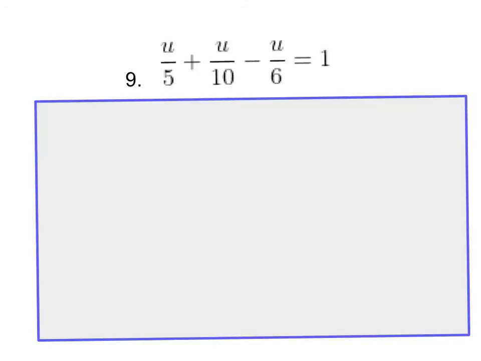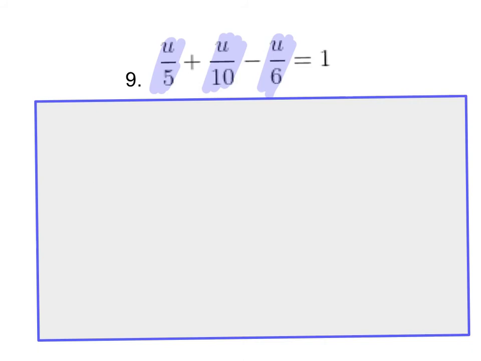All right, last we have problem number 9. Now problem number 9, there's a couple ways that we can do this. We can see, first of all, that we have like terms. These are all u terms. We've got u divided by 5, or 1/5 of a u, 1/10 of a u, or u over 10, and subtract 1/6 of a u, or u over 6.